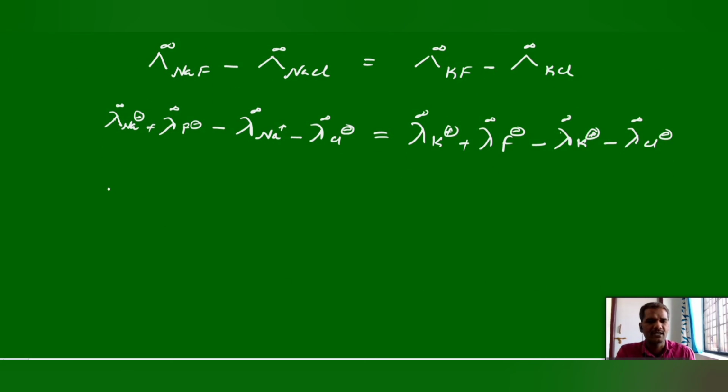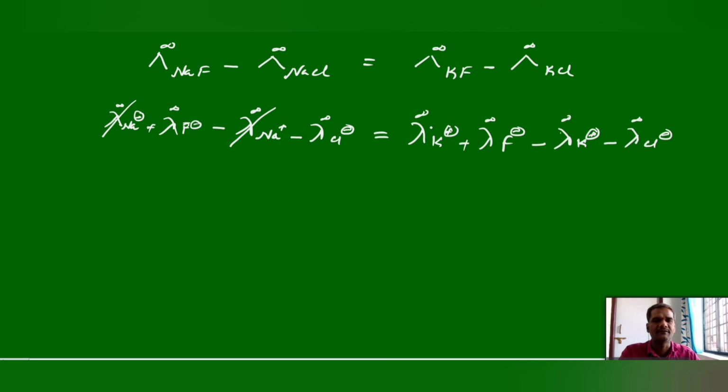At infinite dilution, the ions behave independently. The ionic mobility of Na plus at infinite dilution is the same, whether it is sodium fluoride, sodium chloride or bromide, it doesn't matter. It behaves independently. There is no interaction between the fluorine and sodium, or chlorine and sodium, at infinite dilution. You don't know where it is coming from, so you can cancel out.